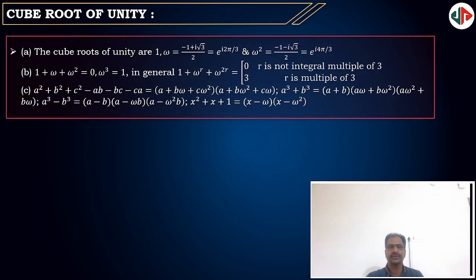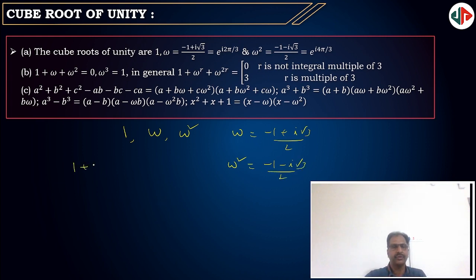Next, what are cube roots of unity? Cube roots of unity are given by 1, omega, omega square, where omega is minus 1 plus i root 3 by 2, and omega square is minus 1 minus i root 3 by 2. And sum of cube roots of unity is 0. Product of cube roots of unity will be 1. That is 1 into omega square means omega. Since omega cube is 1, omega power any multiple of 3 will be 1. Omega power 6, omega power 9, omega power 12, everything will be 1.